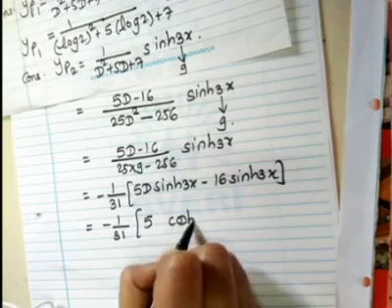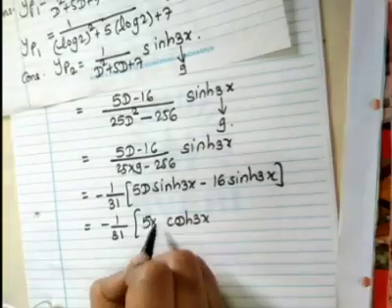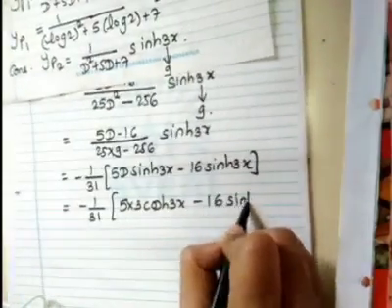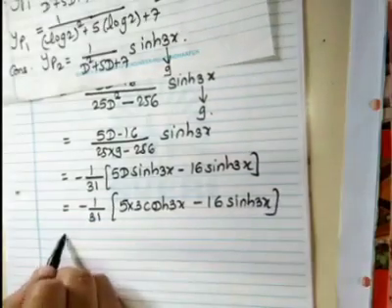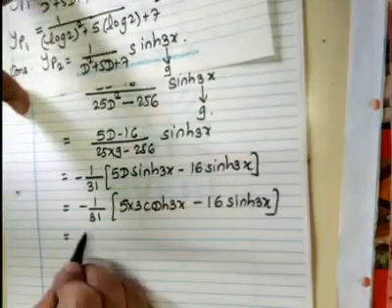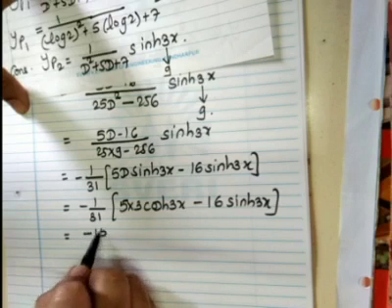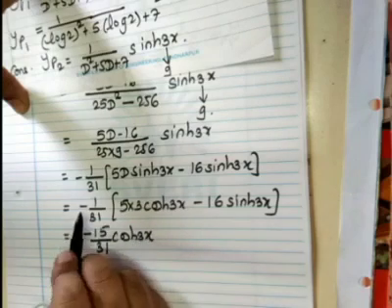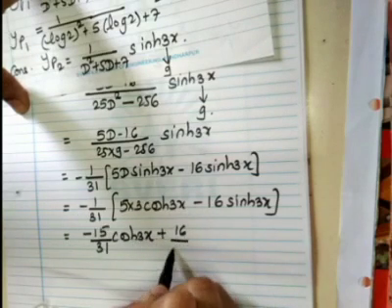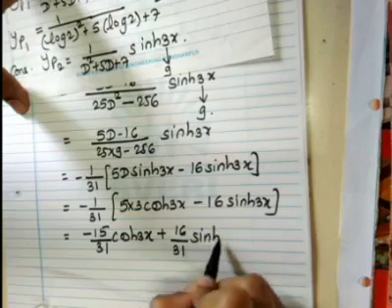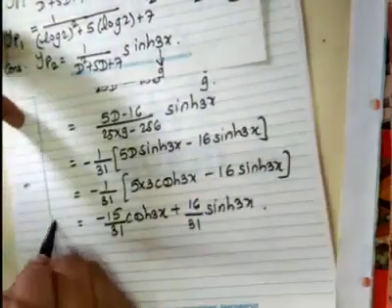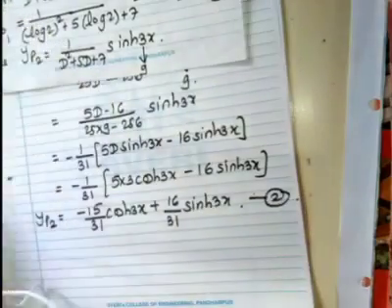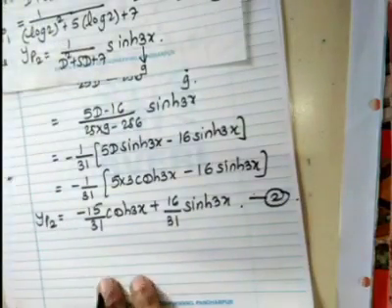It is cos hyperbolic 3x into 3 minus, as it is, sine hyperbolic 3x into 16. Okay, that is, open it: minus 15 by 31 cos hyperbolic 3x plus 16 upon 31 sine hyperbolic 3x. This is your yp2, equation number 2, solution number 2. Okay, any doubt?